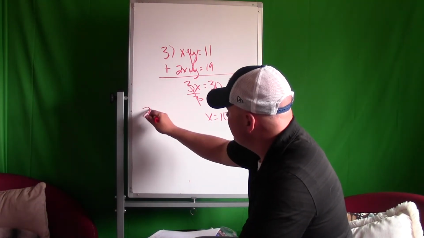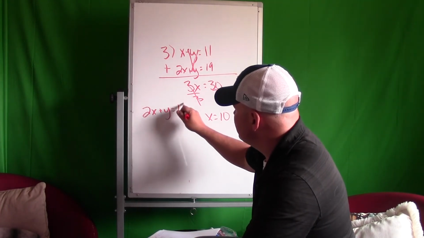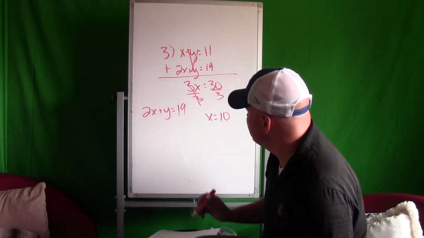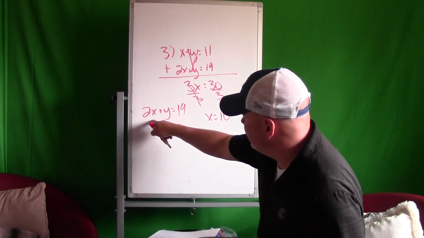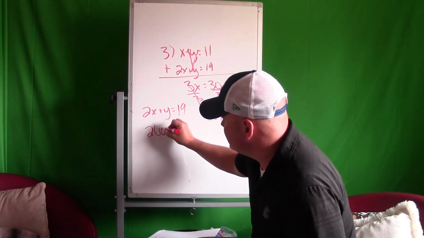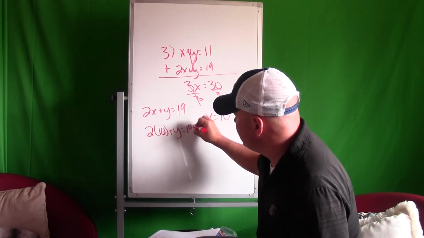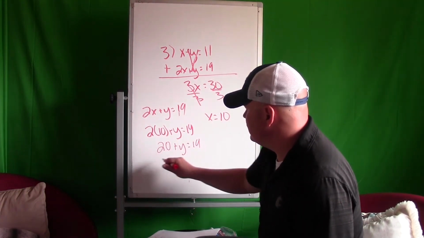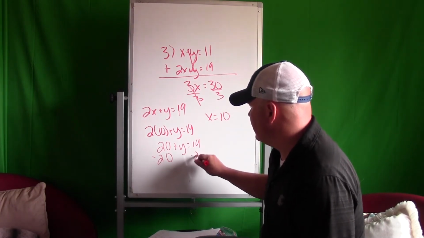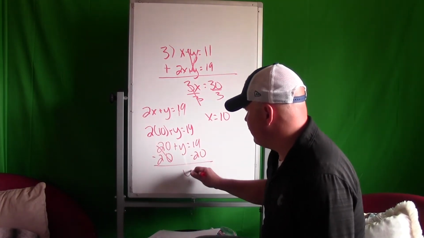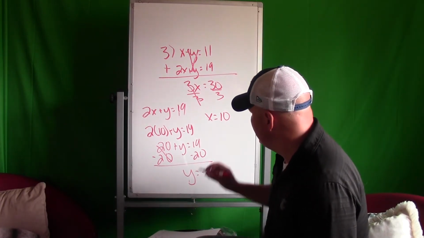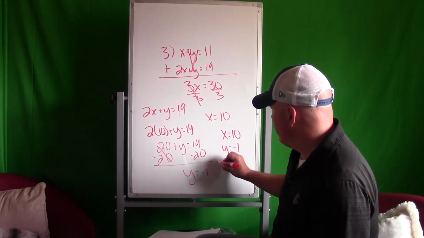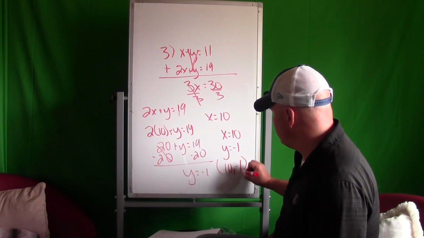Now I'm going to come back here and just choose one of my equations. For whatever reason, I always like choosing the bottom one, but it doesn't matter which one. They're going to end the same anyways. So I'm going to take this x value and plug it into that x. 2 parentheses 10 plus y equals 19. 2 times 10 is 20 plus y equals 19. I'm going to move my 20 so I can isolate my y. That goes away, and I'm left with y equals negative 1. So my answer is x equals 10, y equals negative 1. And as a coordinate, it looks like that.